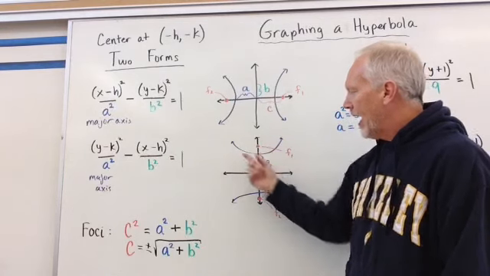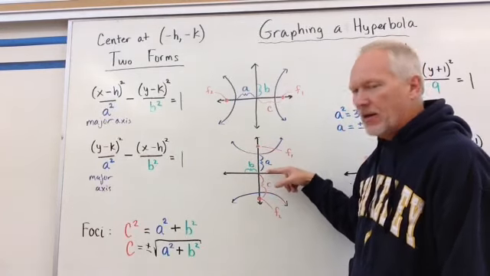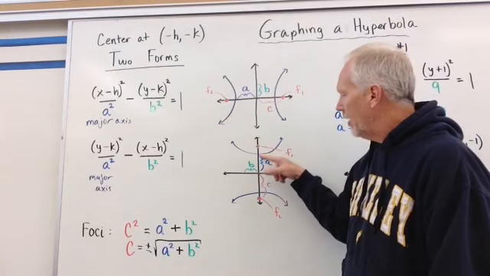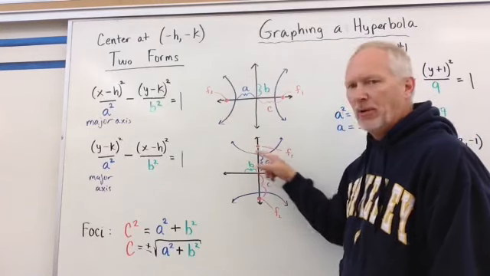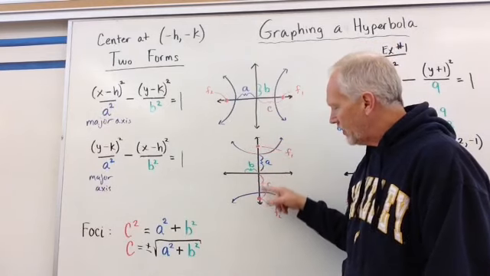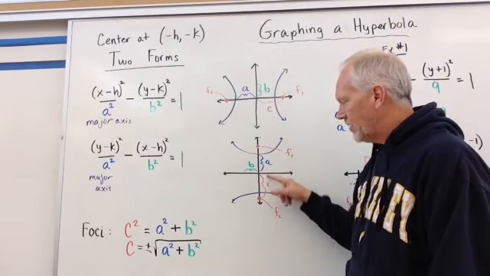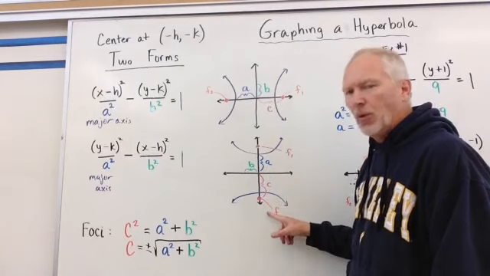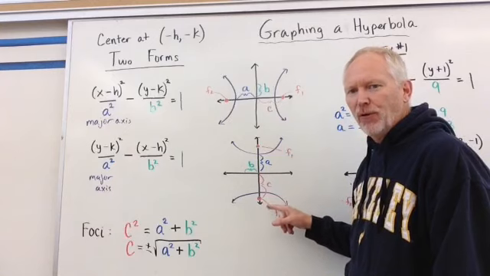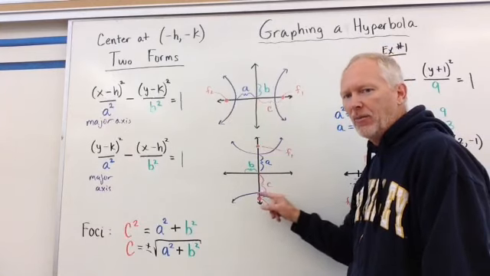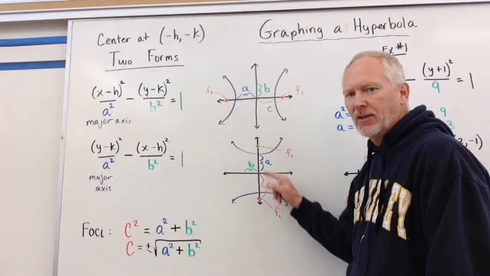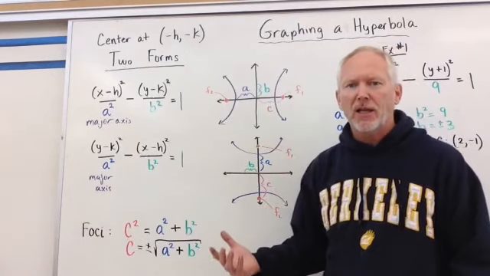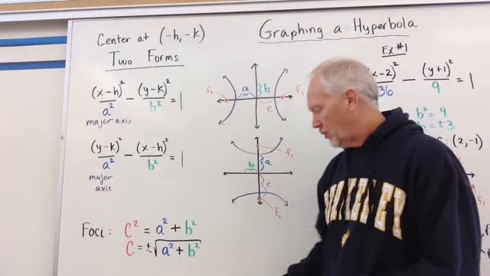When we graph the y category now, a is the distance from the center to the vertex of the little parabola-looking deal here. And then c is the distance from the center to wherever the focal point is. So you'll notice that your focal points now are outside of the branch, right? They're on the outside. They're not tucked inside like an ellipse. So these are some major differences between the ellipse and the hyperbola.